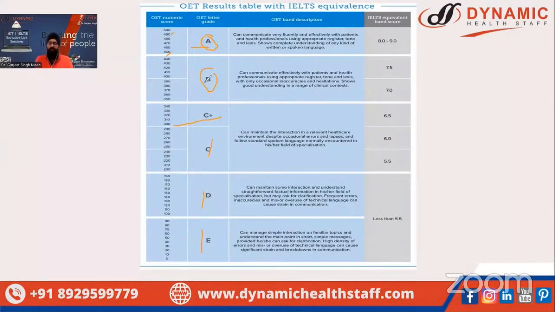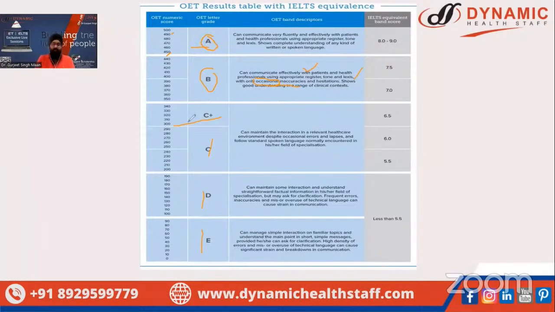Coming to B, the B grade is given to candidates who can communicate effectively with the patient, with appropriate register. Some occasional inaccuracies are acceptable, but again, occasional. This word is really important, guys. Occasional inaccuracies are acceptable. Occasional means it should not be frequent, it should only be sometimes. But you should not make any big grammatical mistake.